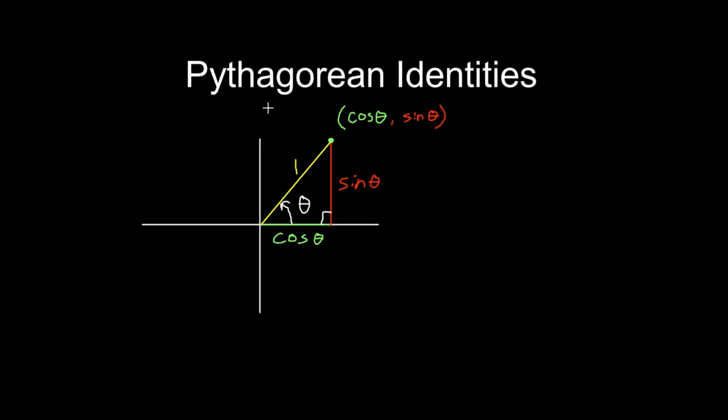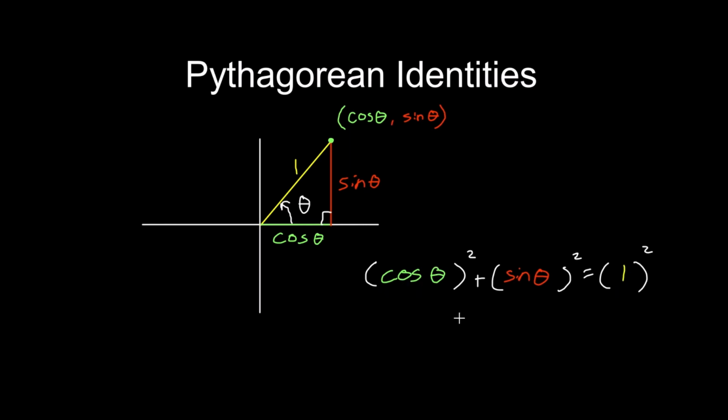Well, the name of this identity is Pythagorean identity. So let's go ahead and use Pythagorean theorem on this. Pythagorean theorem is where you take the legs of the right triangle and square them and add them together. And that should equal the hypotenuse squared. Well, now I'm just going to plug in those values. One of our legs of the right triangle is cosine of theta. Another leg of the right triangle is sine of theta. And last but certainly not least, the hypotenuse is just 1.